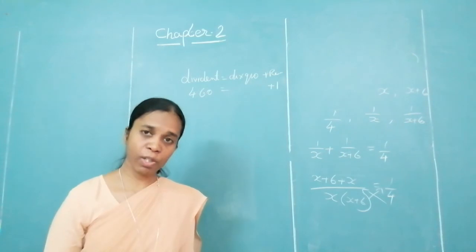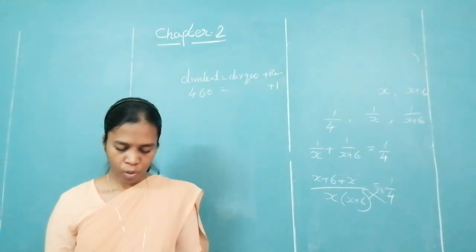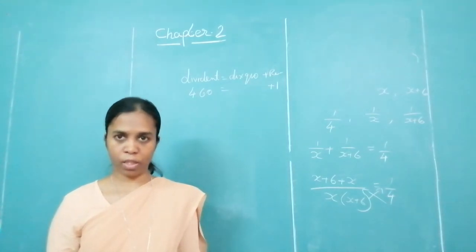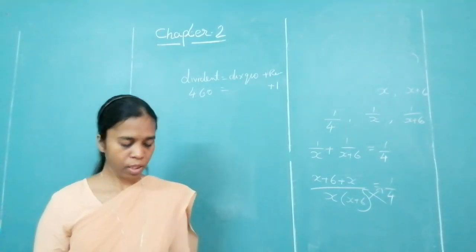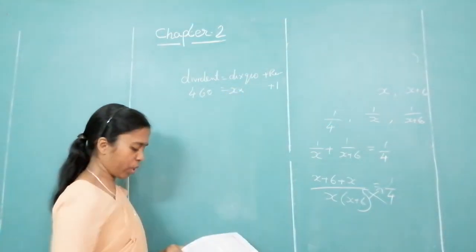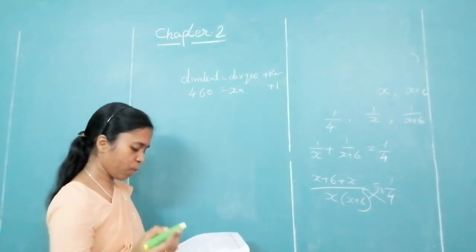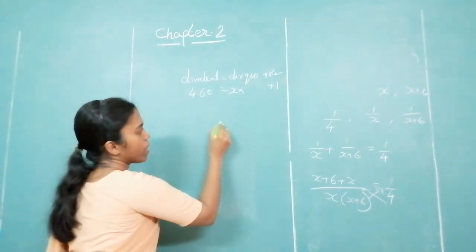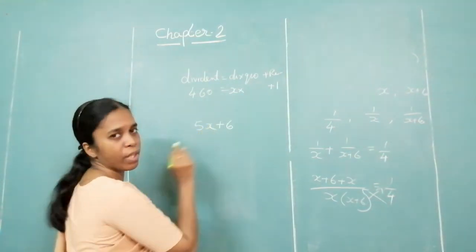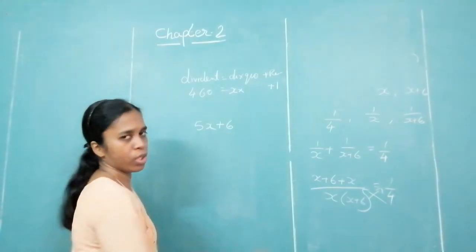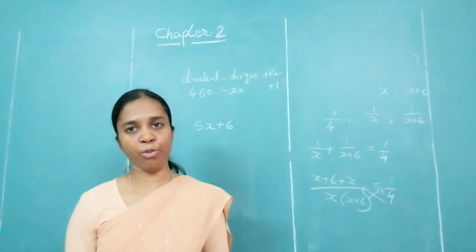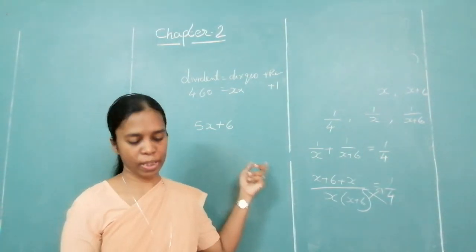What will you consider as X? What is given to you? Quotient is 6 more than 5 times the divisor. So, let the divisor be X. Then, how much will your quotient be? 6 more than 5 times. 6 more means plus 6. Then 5 times means 5x. So, this is your quotient. You will be writing, let the divisor be x. Therefore, the quotient will be 5x plus 6.